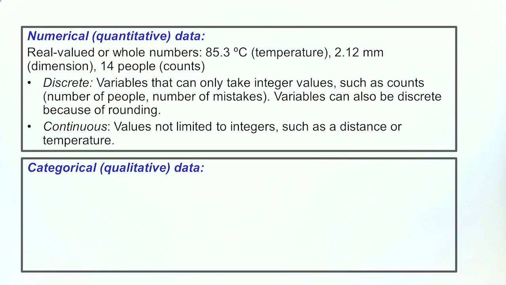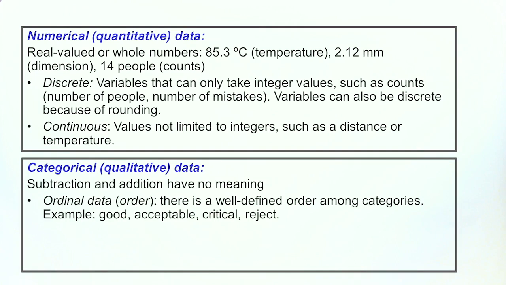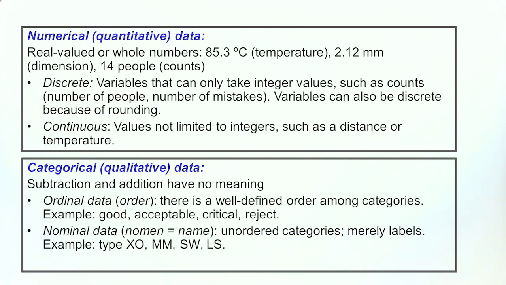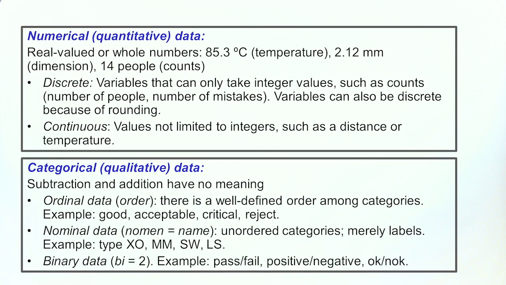Categorical data is qualitative data. Hereby you divide the data into groups. If there is a meaningful order to the groups, it is ordinal data. If the groups consist of unordered categories, it is nominal data. If you only have two options available, we will call it binary data.